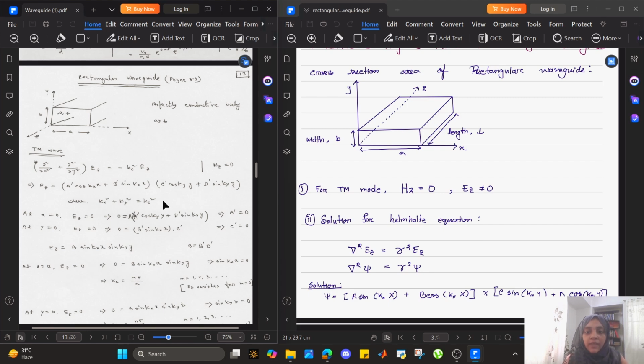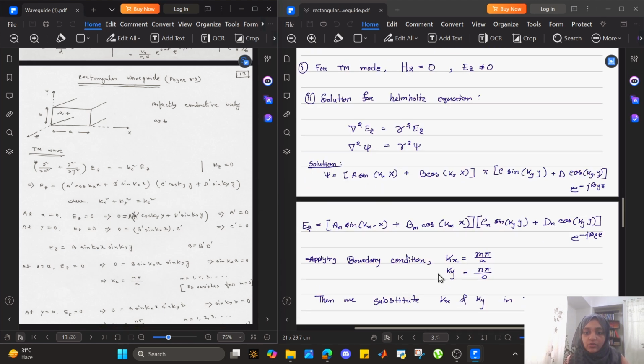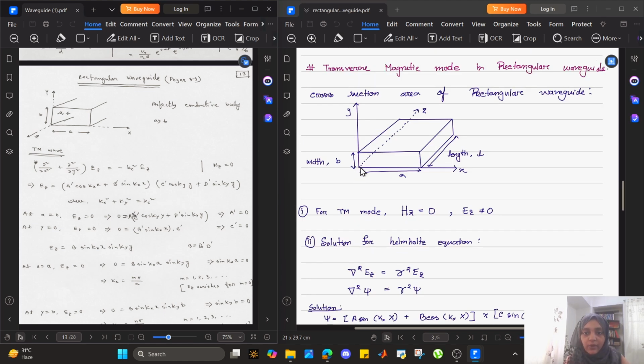And if we solve the Helmholtz equation, we get this type of solution, that is Ez is equal to A sin kx x and so on. So here we can see there are two boundary conditions, that is x equal to 0 and x equal to a, and another is y equal to 0 and y equal to b. Why are we considering these boundary conditions? Because at y equal to b there is a metallic plane, and y equal to 0 there is also a metallic plane, and at x equal to 0 and x equal to a there is a metallic plane. We know in a metallic plane the electric field is 0, because that is the conducting plane, and the conducting plane doesn't have an electric field.